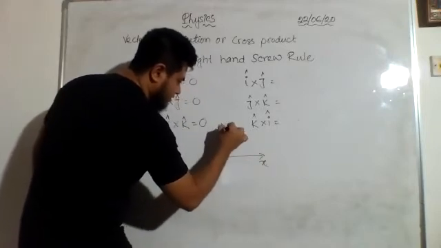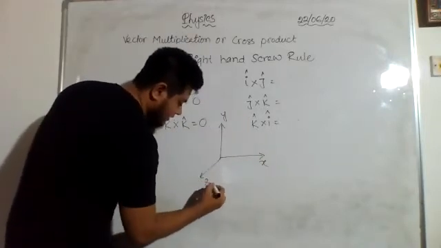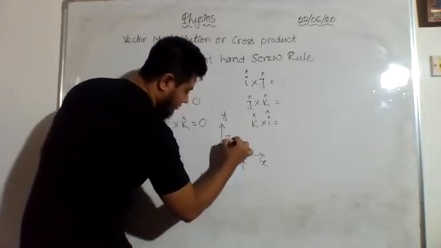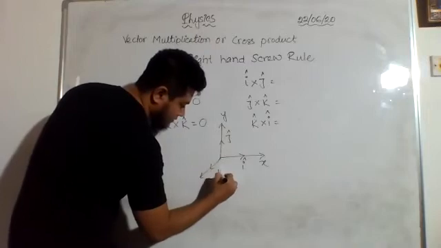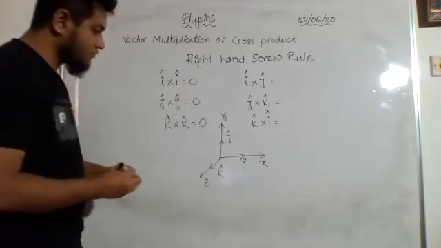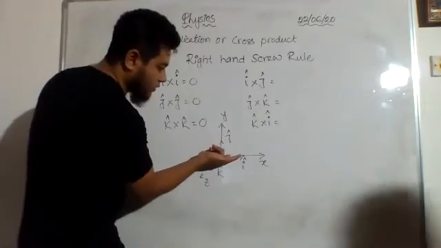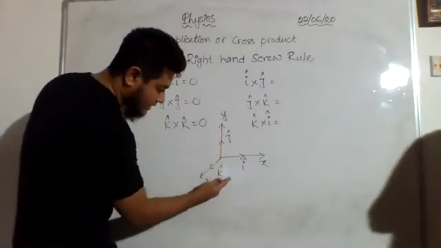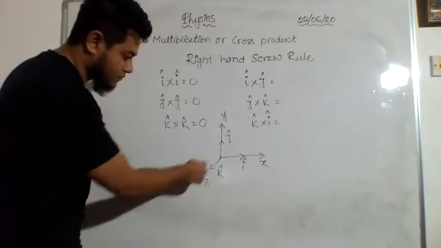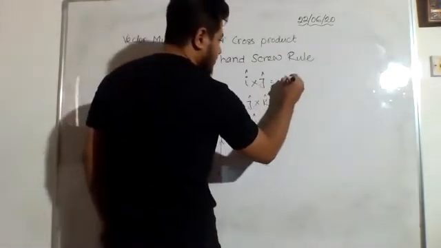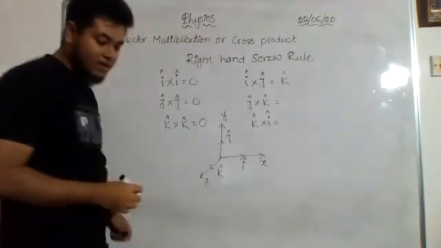This is x-axis, this is y-axis, this is z-axis. This is i, this is j, and this is k. So if you think about it in this way, i cross j, I am going from i to j. As a result, I am getting this k vector. I'm coming in this direction. So i cross j will give me k.